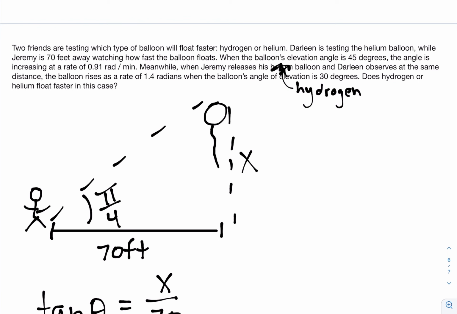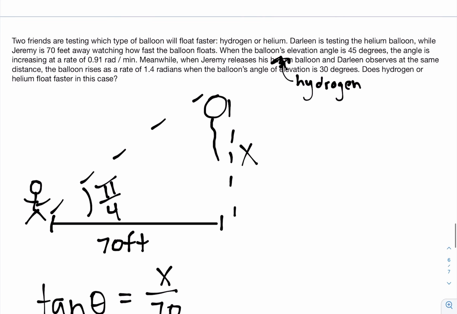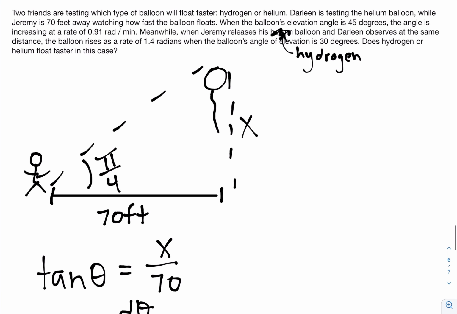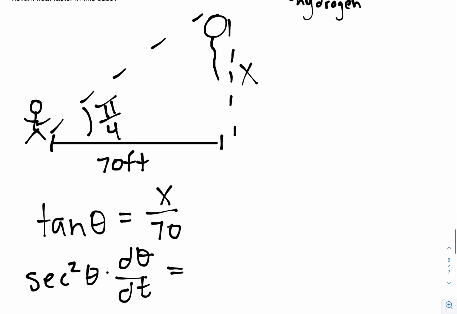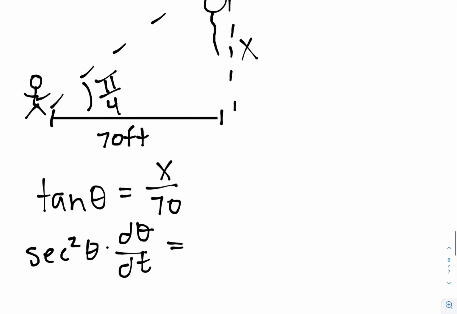Okay, so if this was hydrogen, does the hydrogen or helium float faster in this case? So we're trying to figure out the rate of change at which this x is changing. And whichever one has a greater value, that's going to be the one that floats faster because it's going to kind of push up in the air quicker.